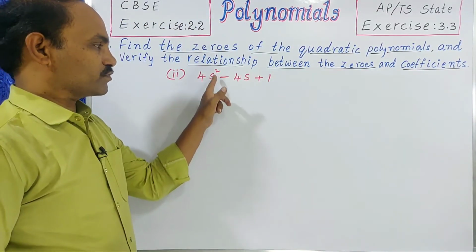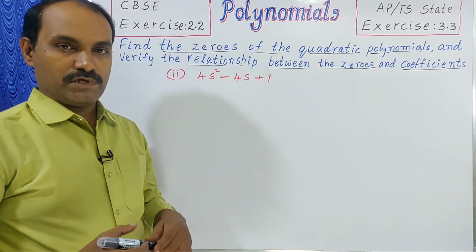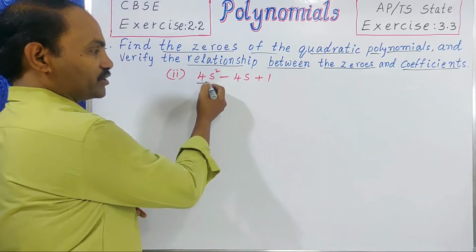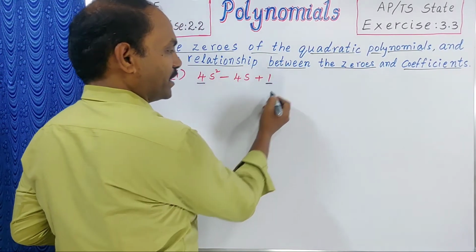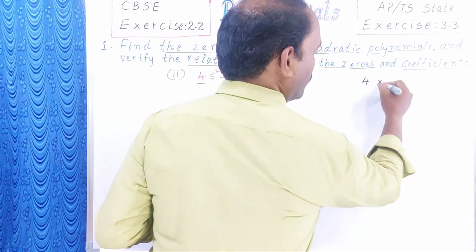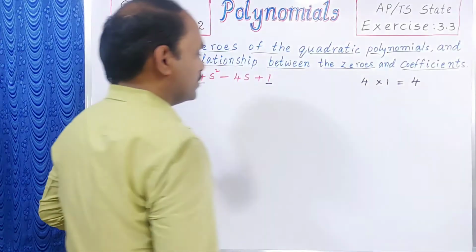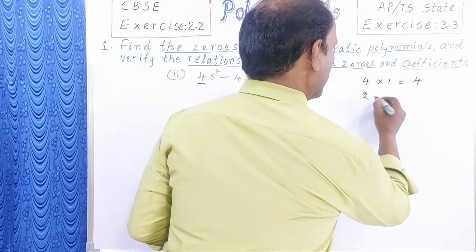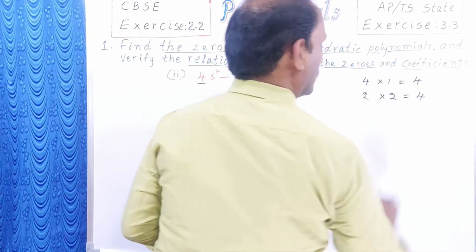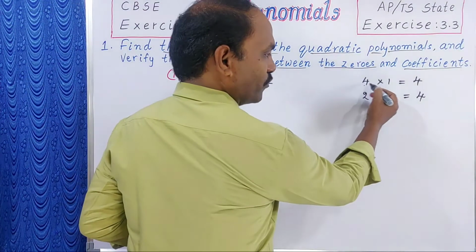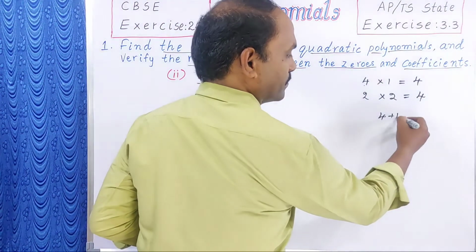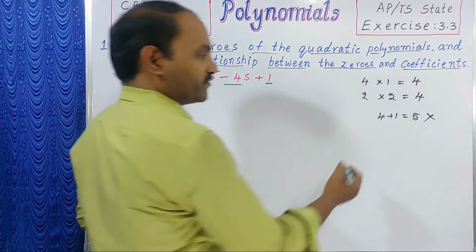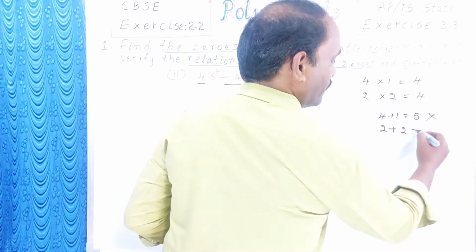Second one, 4s square minus 4s plus 1. First step, coefficient of first term, means highest power exponent coefficient, and a constant term. 4 into 1 is equal to 4. We should write the factors of 4. 2 2 is 4. Now what is the sum of first two? 4 plus 1, 5. Not suitable. Here only 4 is there. That's why 2 plus 2, 4.